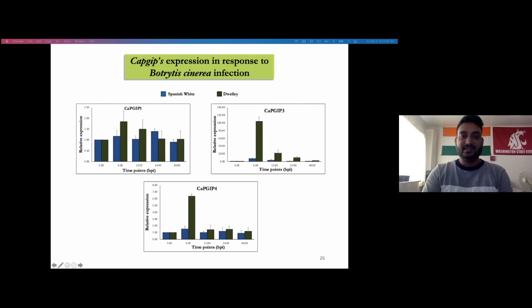So you can see the Pgip1 did not respond at all in both. There's no true resistant cultivar for Botrytis. So if you just compare between Spanish white and Dwelly, there was no difference in Pgip1 response. Interestingly, chickpea Pgip3 responded pretty well in Dwelly, but not Spanish white, and also Pgip4 responded well in Dwelly, but not in Spanish white.